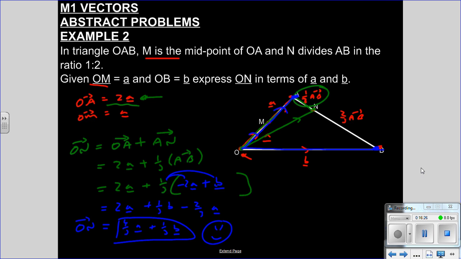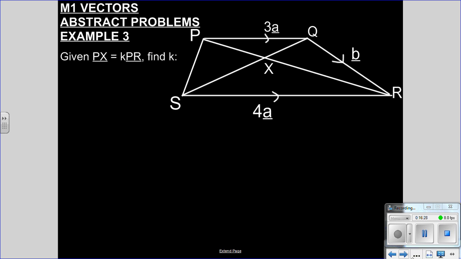And we're happy. Last one then, last example. Here's where it gets much tougher, but again, do you understand what's going on? So given P to X, this is P, this is X. There's no origin here, so they're not position vectors. P to X equals K times P to R. Find K.